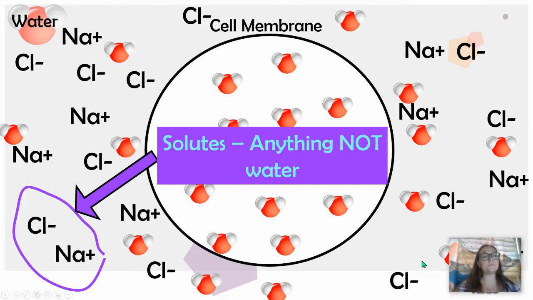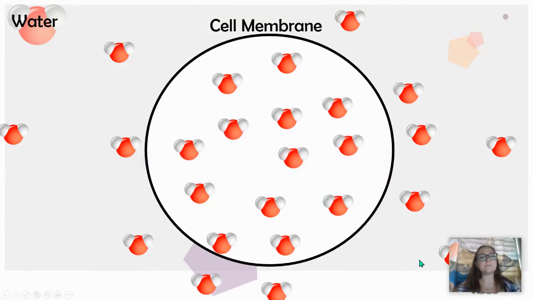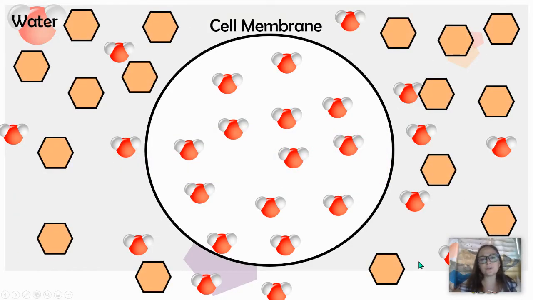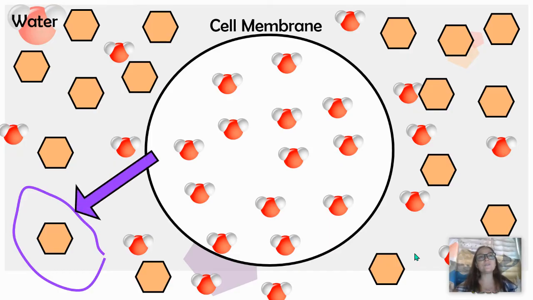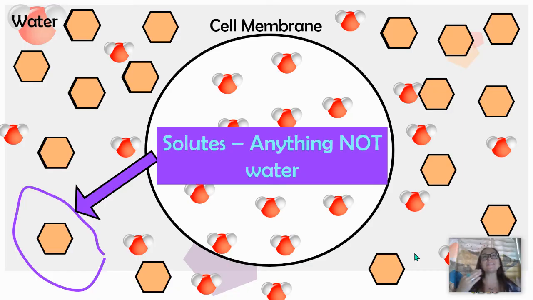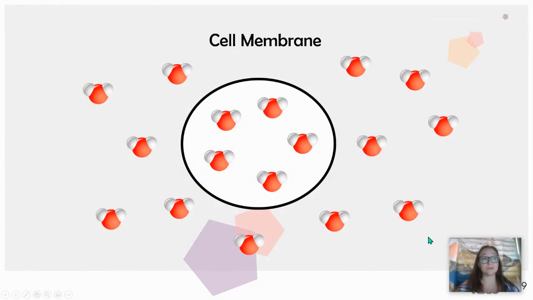Now, I use salt because it's easy to think about putting a cell into salt water. However, solutes can be other things like sugar, for example. So maybe sucrose or glucose. You put a cell into a sucrose solution to see what happens, right? So again, we would call that sugar a solute. So anything that is not considered water, we're going to reference as solutes. And so let's go ahead and look at some examples of how osmosis works, though.